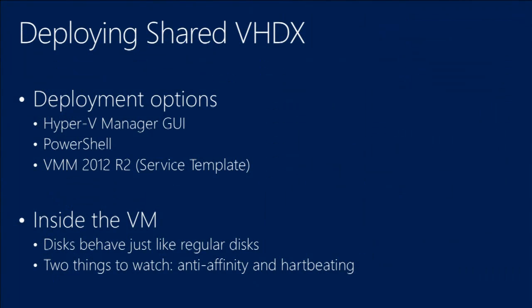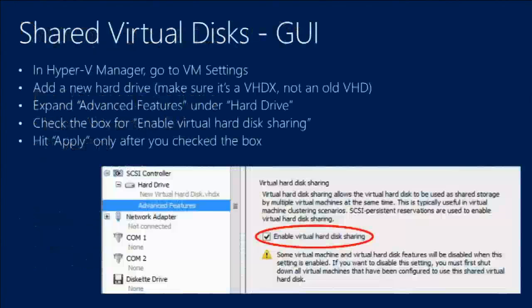So how do you do it? Well, you either check a box in Hyper-V Manager when you're creating the VM, or in PowerShell, you use the -shared VHDX option, or in VMM, you use a service template. We're going to show a little demo of this. And inside the VM, there's really nothing that you need to do. I do highlight two things that Subhashish has shown: first, the anti-affinity capabilities that you have on the host side, and the heartbeating. He covered that in the slide, so make sure that you take that into consideration.